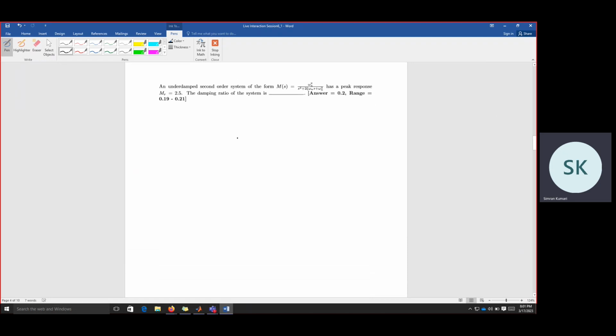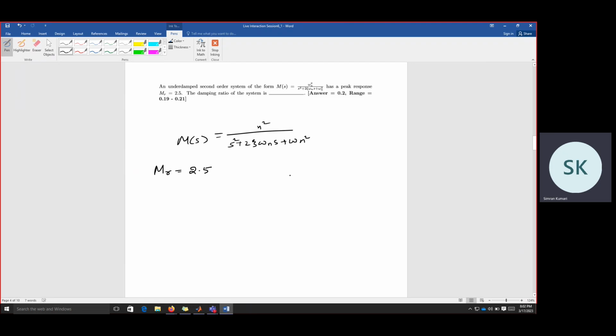It says that an underdamped second order system of the standard form that we have seen, omega n square by s square plus 2 zeta omega n s plus omega n square, has a peak response of 2.5. So M_R is 2.5, and we have to find the damping ratio.